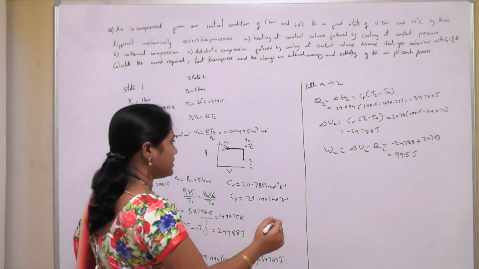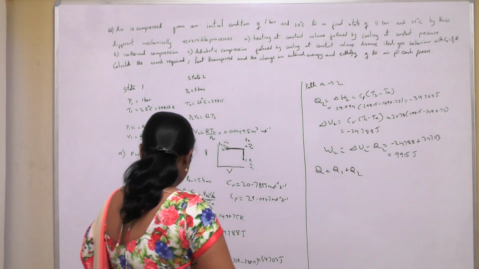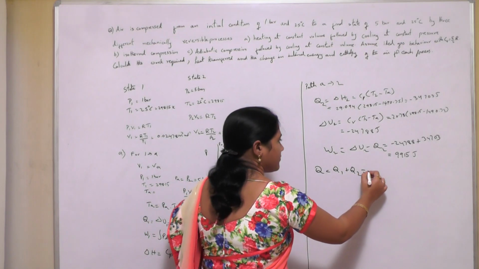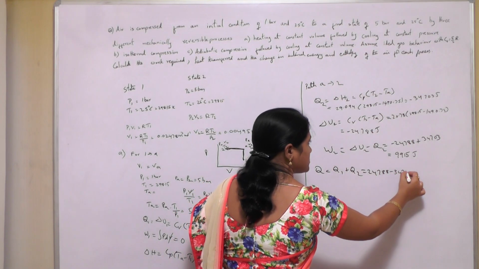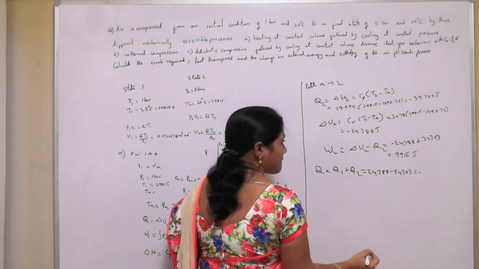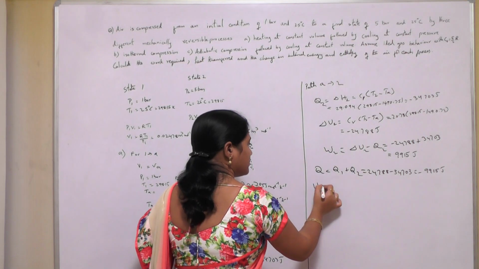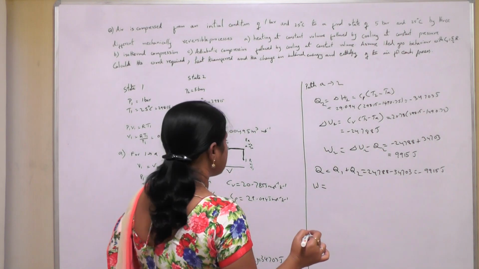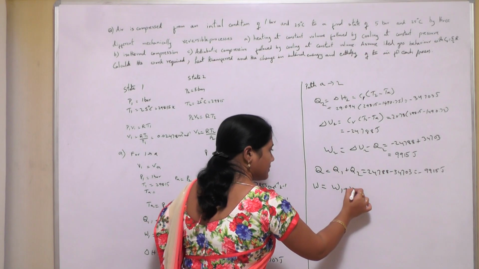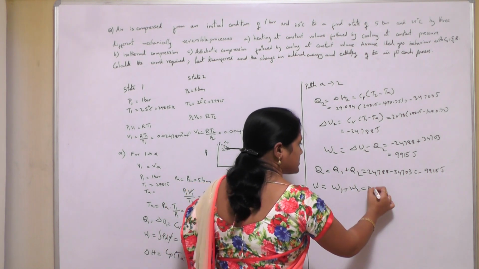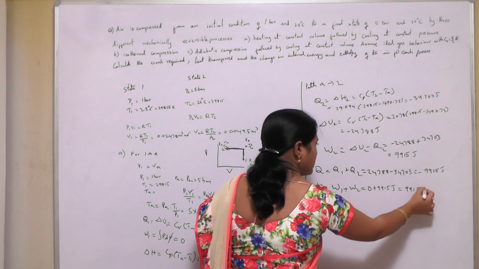Now for the entire process, that is from state 1 to state 2, the total net heat transferred, that is Q equals Q1 plus Q2. So Q1 is 24,788 and Q2 is minus 34703, that is minus 9915 joules. And W, the work required to reach state 2 from state 1, is W1 plus W2. W1 is 0 and W2 is 9915 joules, so 9915.